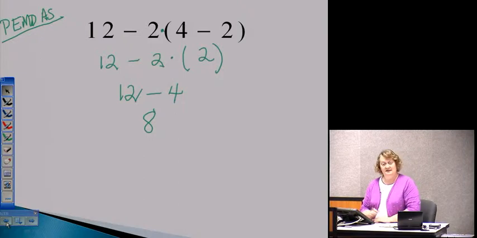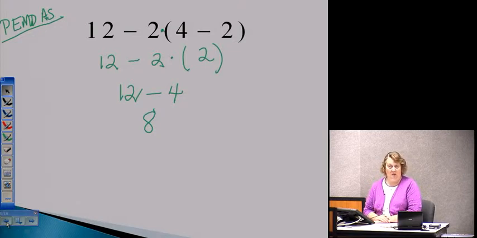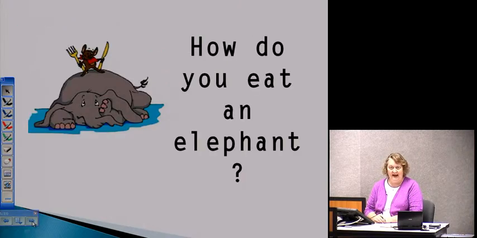We can do the simple problem. We can do 4 subtract 2. We can do the simpler problem 2 times 2. We can do the simpler problem 12 minus 4. And we can get those answers, as opposed to looking at the entire problem, maybe a big stinking elephant. So how do we eat an elephant? One bite at a time.